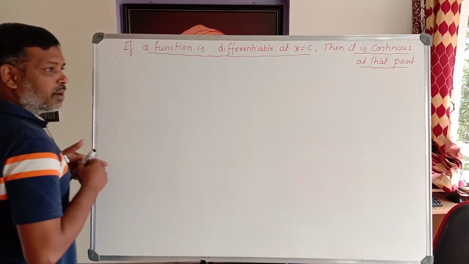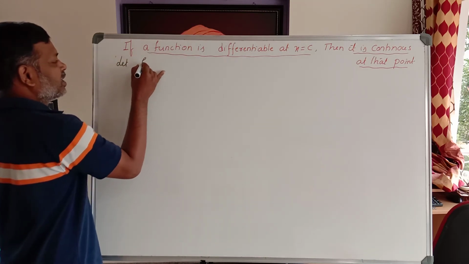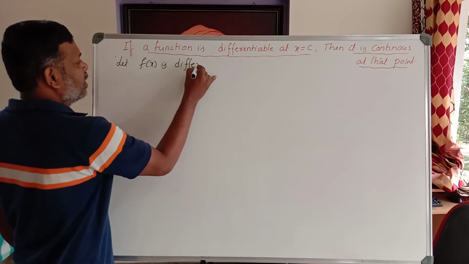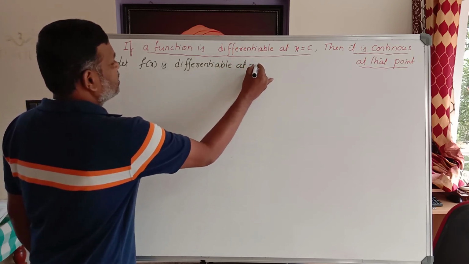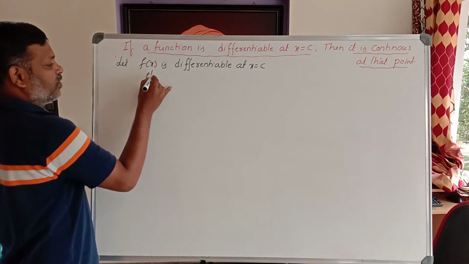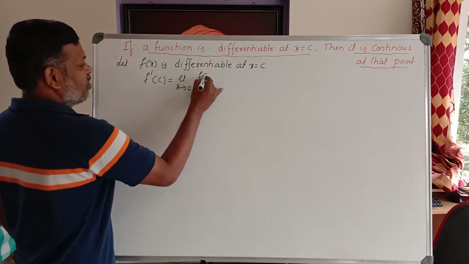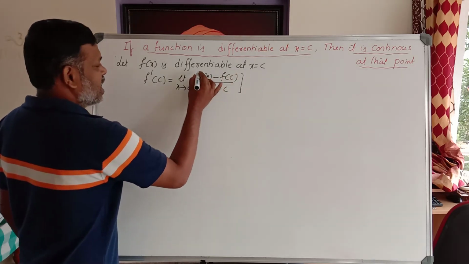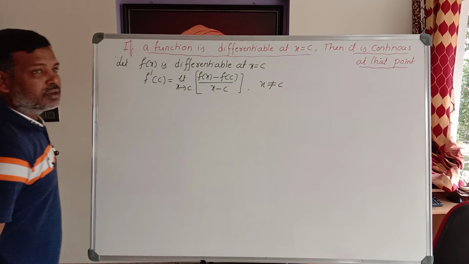Okay, first let us write what is given. Let our function be f of x, differentiable at x is equal to c. So when f of x is differentiable at x is equal to c, we can write f dash of c is equal to limit x tends to c, f of x minus f of c divided by x minus c, under the condition x is not equal to c.